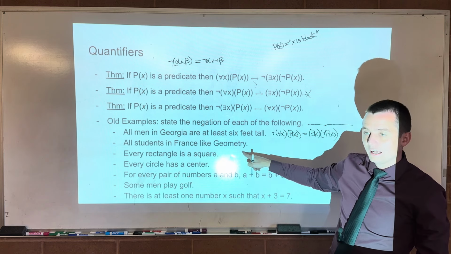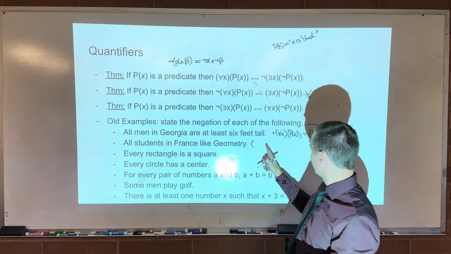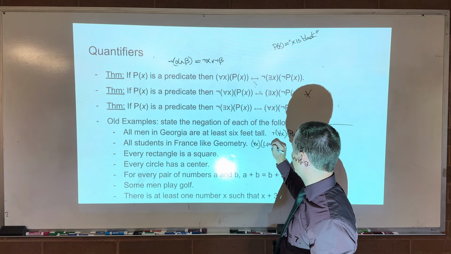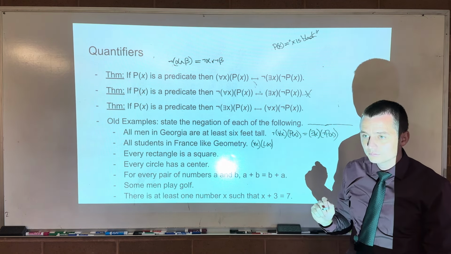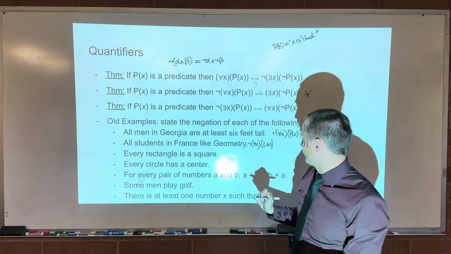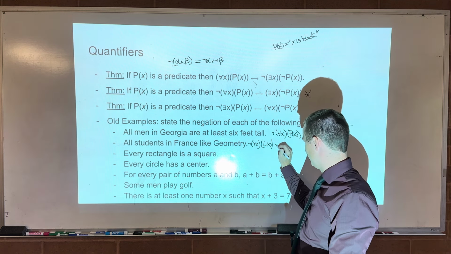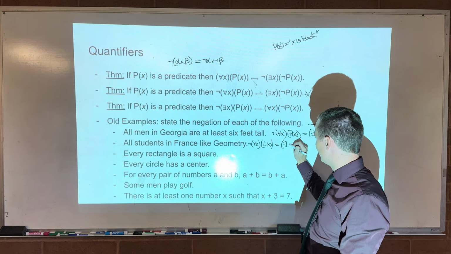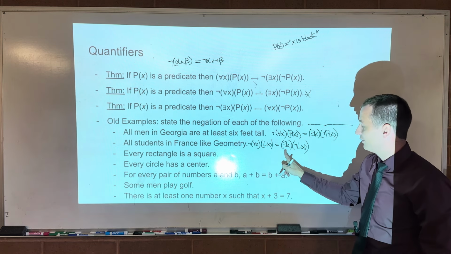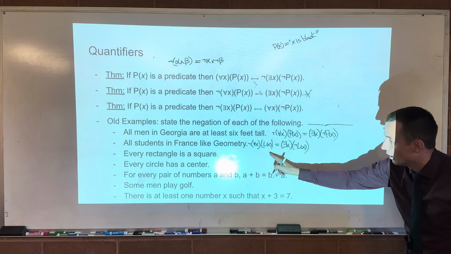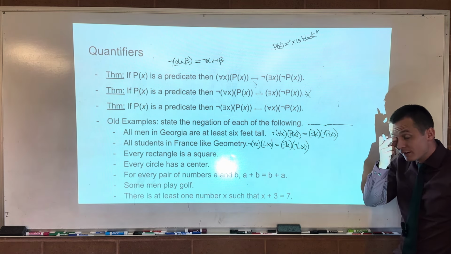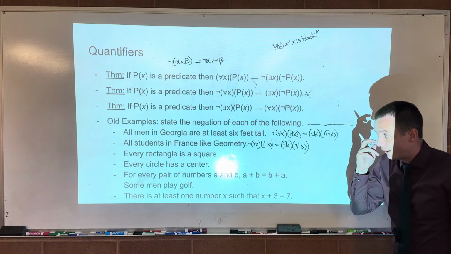So let's do it again. All students in France like geometry. Let's write this with our logical notation. This is saying for all x, likes geometry applies to x. That's what this statement says. To negate that, we want to see what not for all x is: at least one student who does not like geometry. So that would be there exists x such that not likes geometry of x. There exists an x such that they don't like geometry, or some students in France don't like geometry. Same thing. So that's how we do this in our heads.